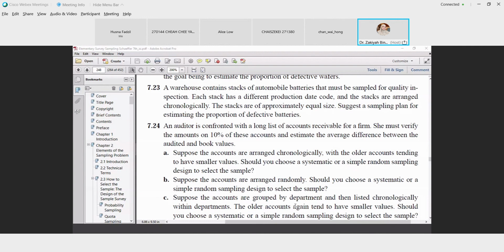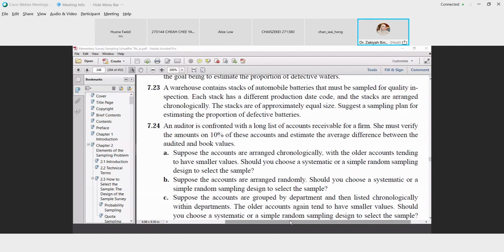Suppose the accounts are arranged chronologically. Older accounts tend to have smaller values for business. Now, should you use systematic or SRS? Come on, this is the easy piece, guys. 7.24, part A. Systematic or SRS? Let's ask him. Okay, good. You answered. I'm getting answers here privately.